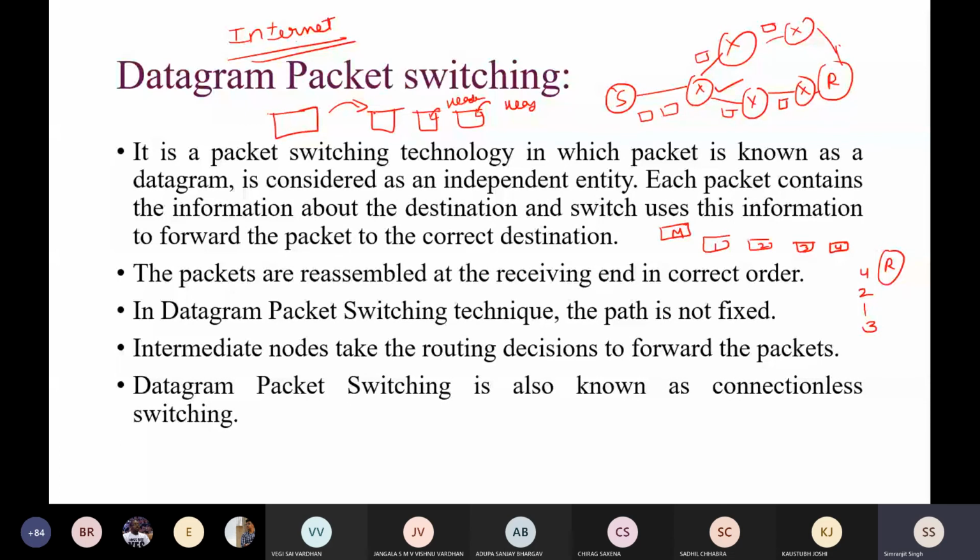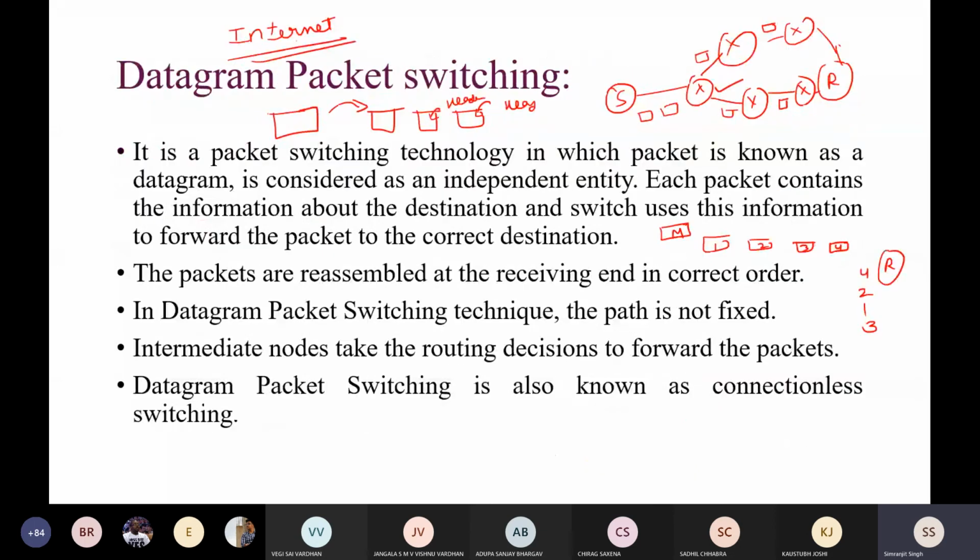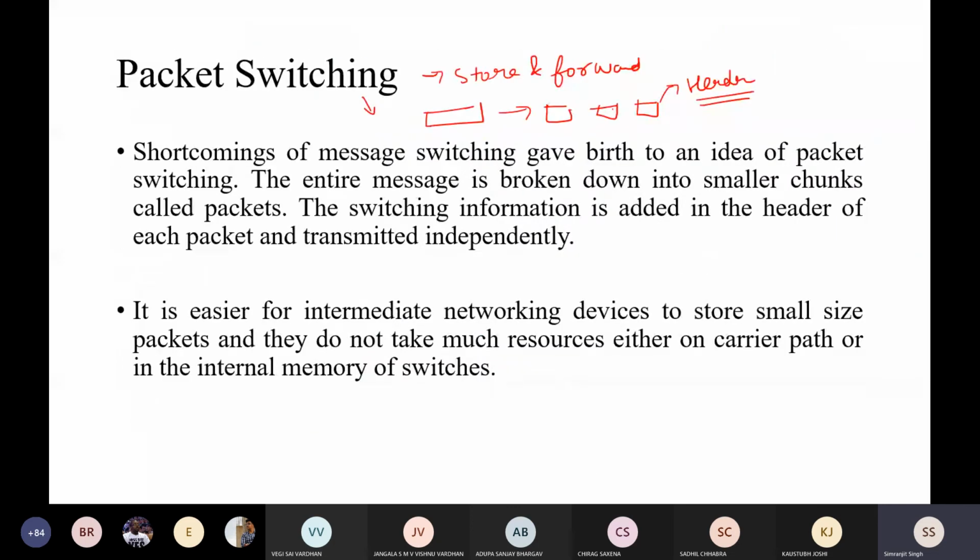Okay, so keep in mind, when you are doing a voice call, most of the time virtual circuit packet switching will be used, and when you're accessing the internet, most of the time datagram packet switching will be used.